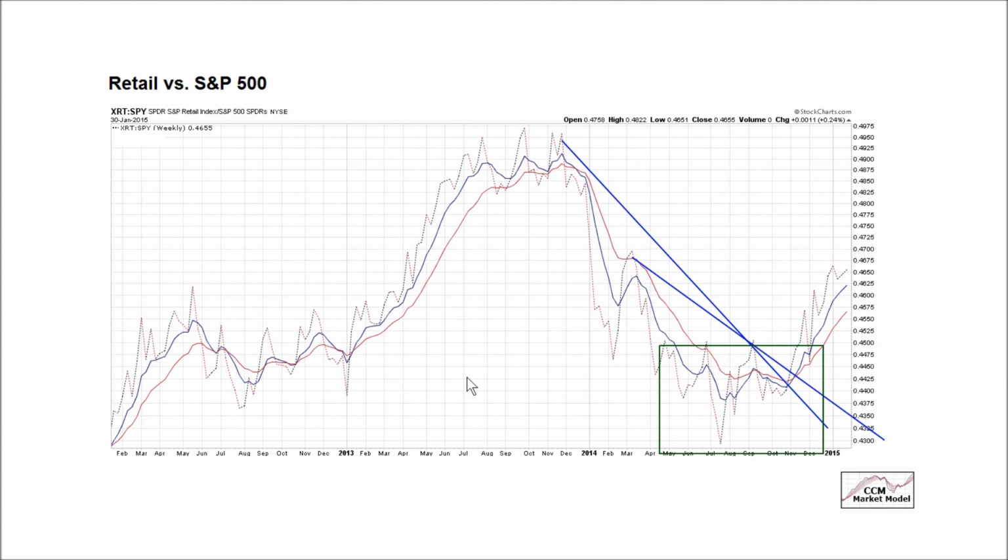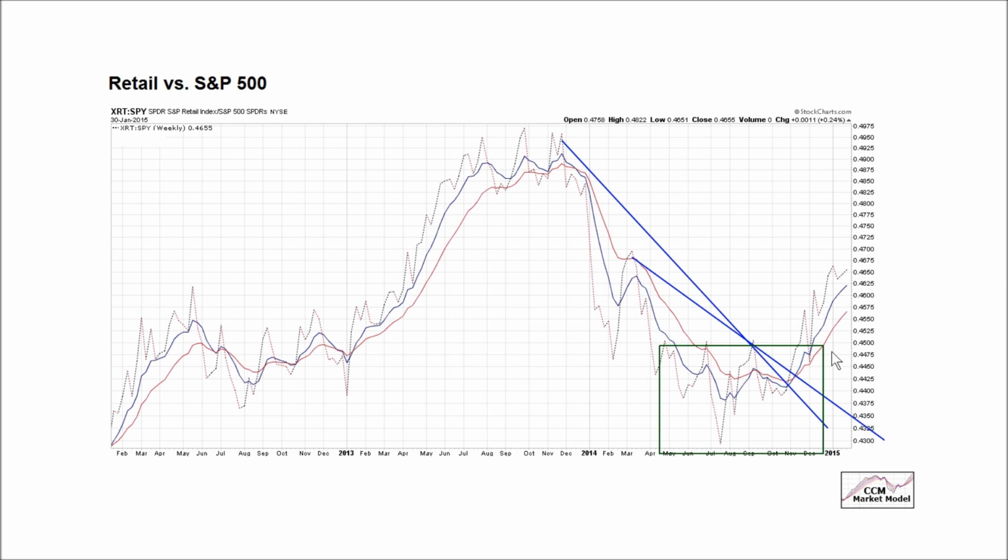We'll use a few charts here to take some of these concepts a little bit further. We own retail XRT. It's been a good decision. We had the bullish breakout here, and since that breakout, retail has outperformed SPY.